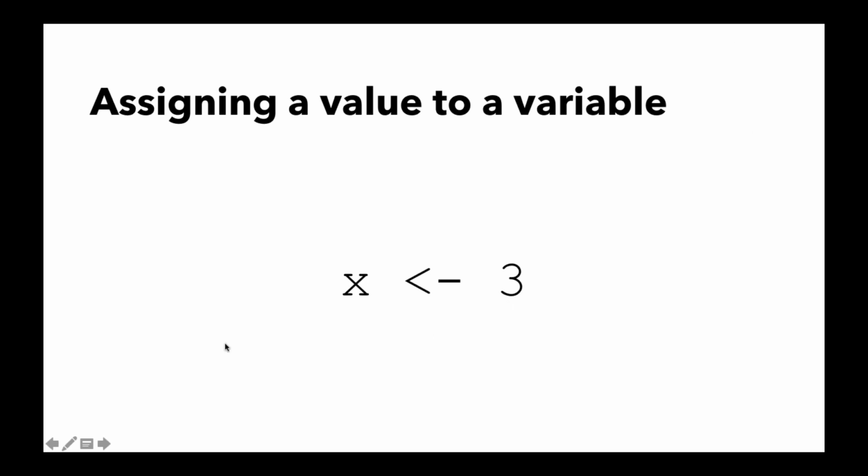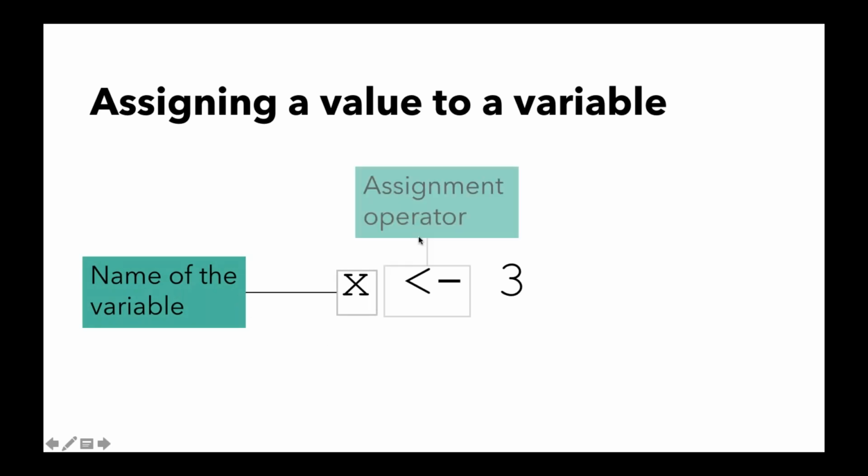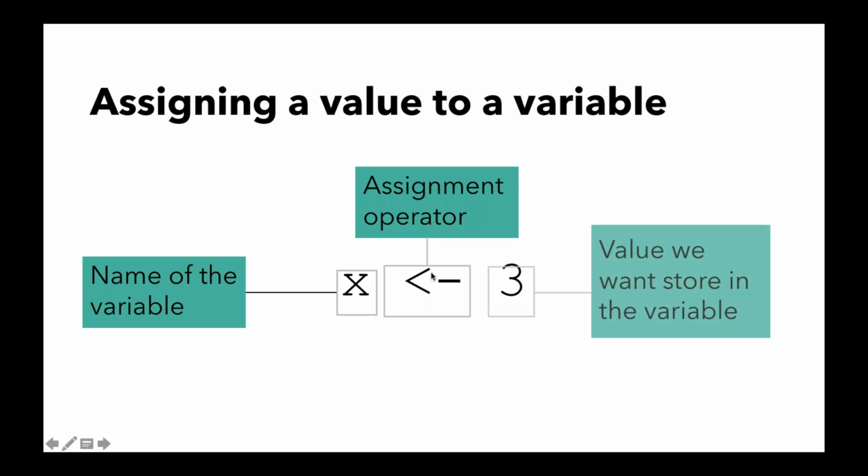So this is simply the name of the variable. This is what we call the assignment operator. I introduced you to other operators, right? Arithmetic operators. Now I'm introducing you to an operator called the assignment operator, which is basically a less than sign and the minus sign together. And then the last thing that I'm showing here is the value we want to store or reference in the variable. Questions so far?